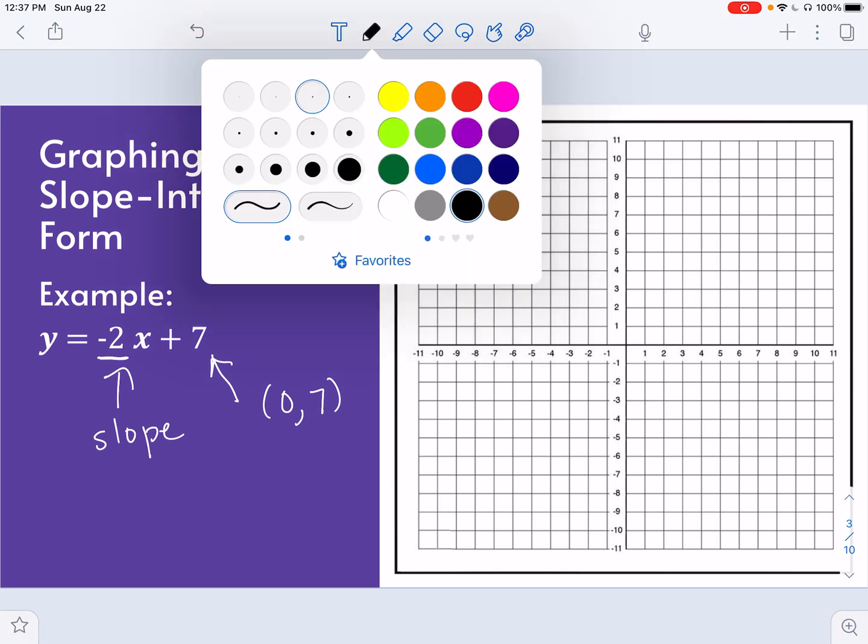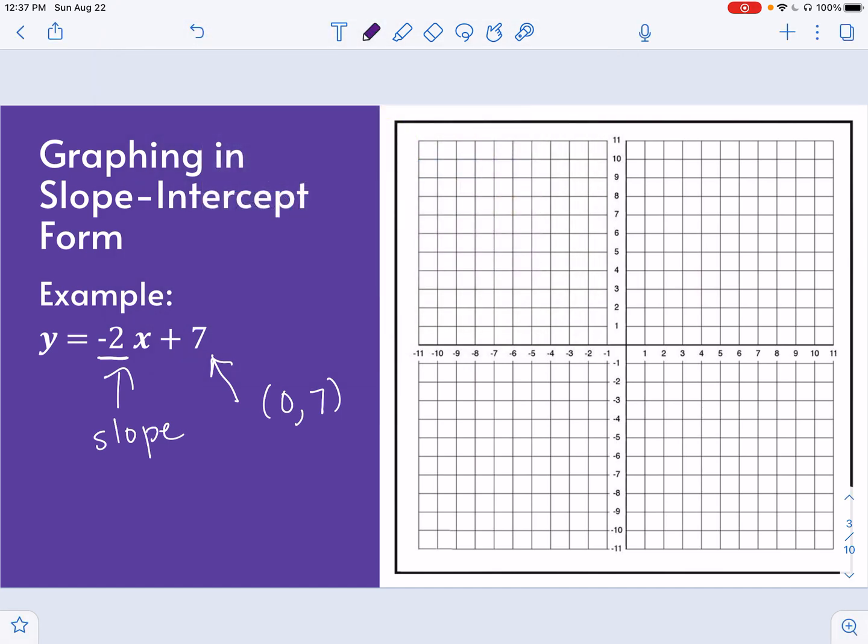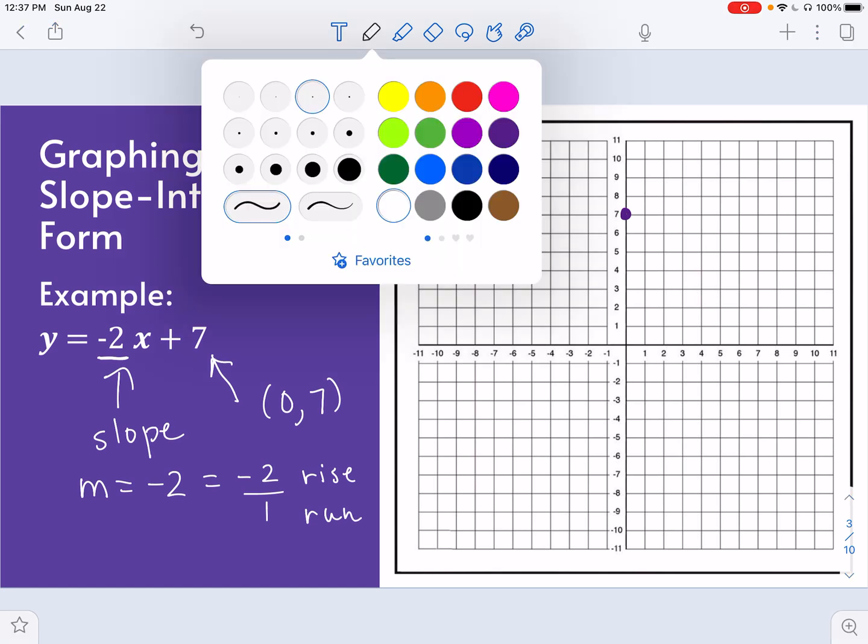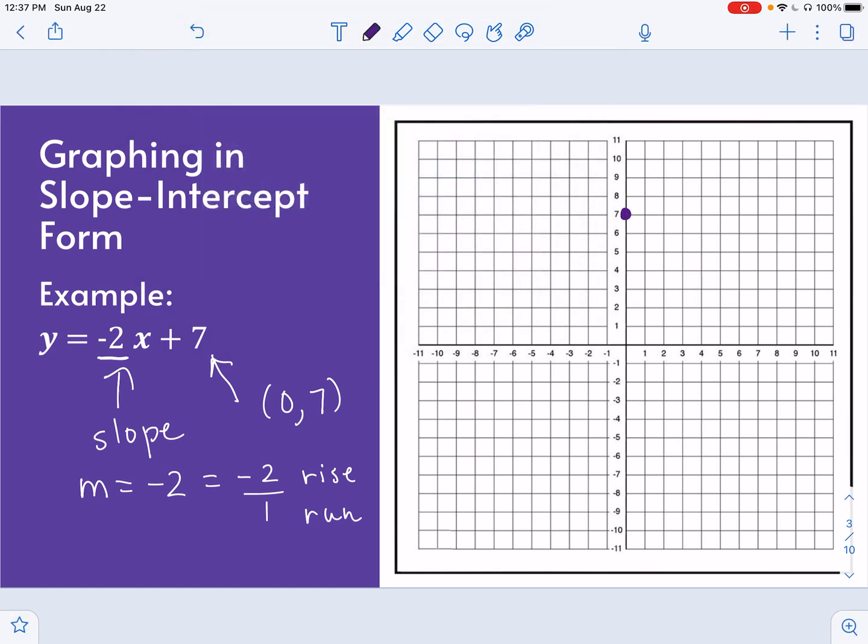So actually, I'll pick a color just so you can see it a little more clearly. Okay, so I'm going to go up to (0, 7). That's my y-intercept. And then my slope is negative 2. So because my slope is negative 2, if you remember, it's really negative 2 over 1, where negative 2 is your rise and 1 is your run. So when I go to graph this, I'm going to start at my y-intercept of (0, 7), and then I'm going to go down 2 over 1, down 2 over 1.